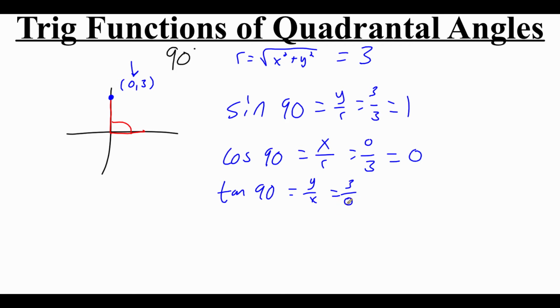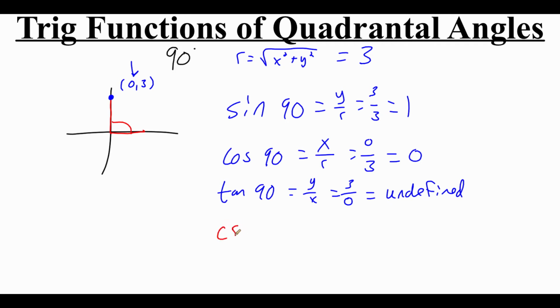And this is going to give us a problem because we don't like to have 0 on the bottom of a fraction. So this tangent of 90 degrees is undefined because of that 0 on the bottom. Now we can also do our reciprocal trig functions as well.